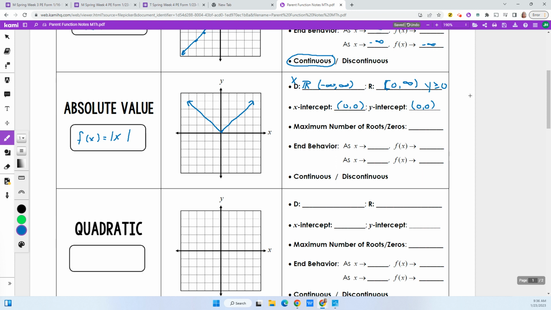Now, the maximum number of roots that this one can have, notice it goes up in that V fashion, right? So if this graph were moved down, it has the potential to cross that x-axis twice, which means it can have a maximum of 2 roots, right? Because it does have the potential to cross that x-axis more than one time.